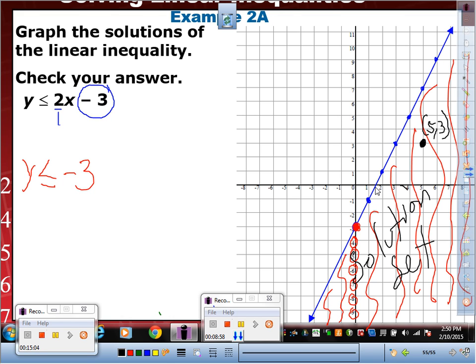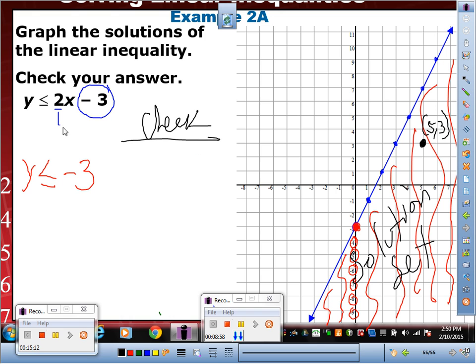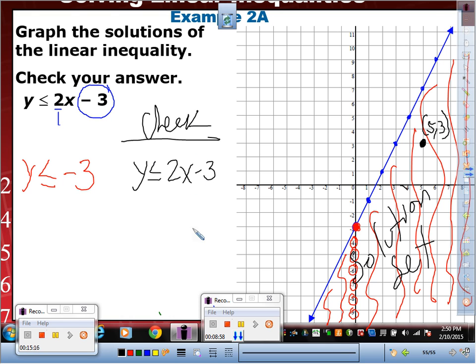How do I know if that is a solution? Do we know how to check? Yeah, it's what we did earlier, right? So I'm going to write check. I'm going to write my inequality, y less than or equal to 2x minus 3. But now, instead of x, what am I going to write for x? 5. And what am I going to write for y? 3. I bring everything else down.